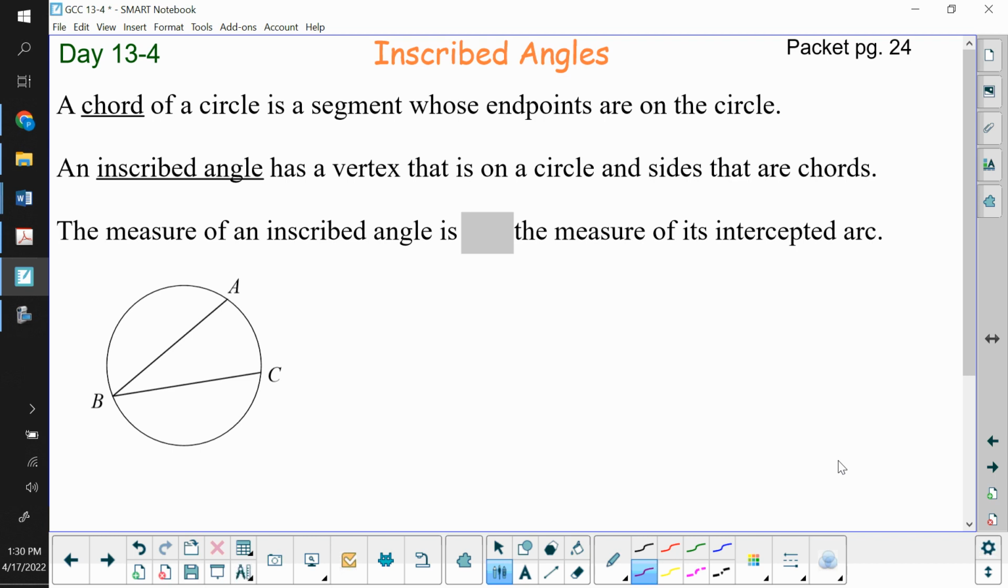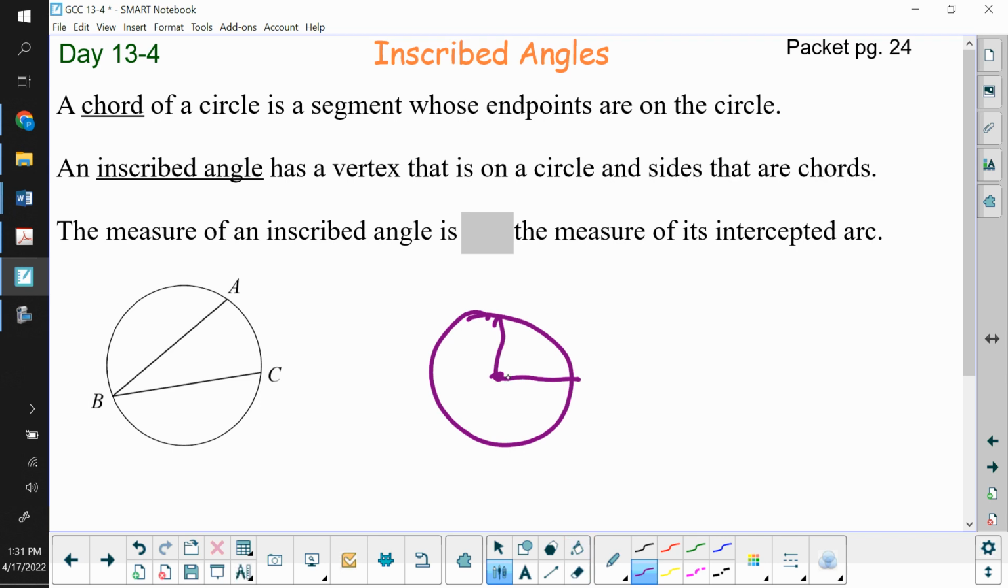An inscribed angle, which is what we're going to focus on mostly today, is when the vertex of your angle sits right on the circle. So notice the vertex of our angle at B is sitting right on the circle. That's what makes it an inscribed angle. Just to compare this to, here was our central angle before, when our vertex is at the center of the circle.